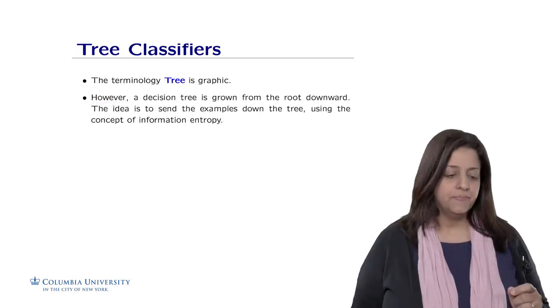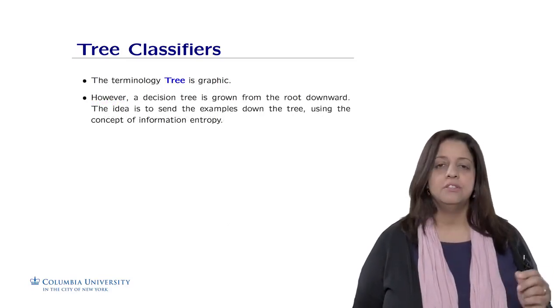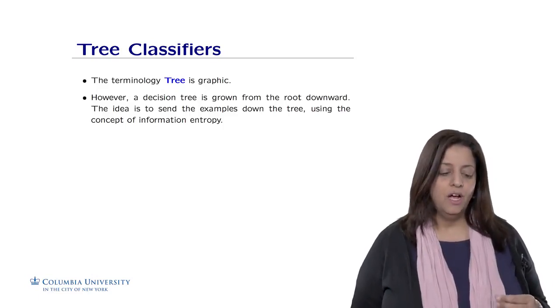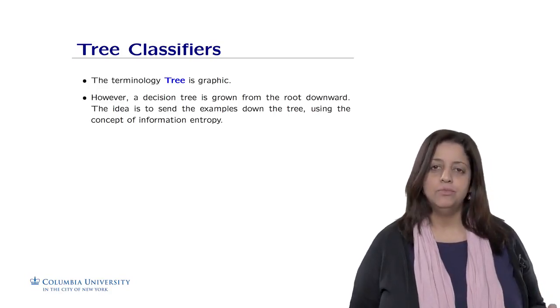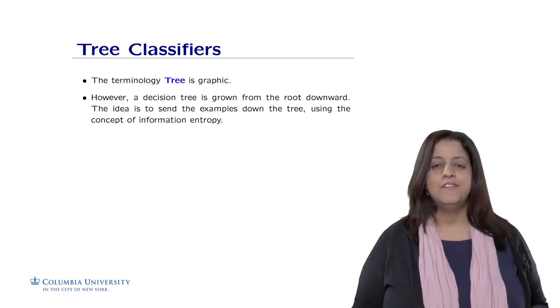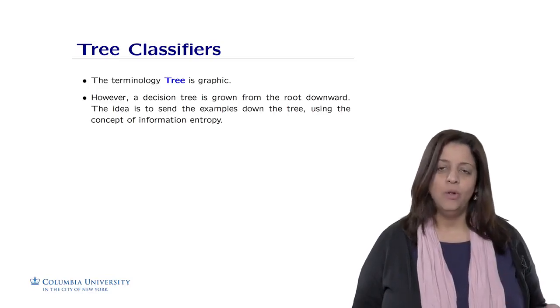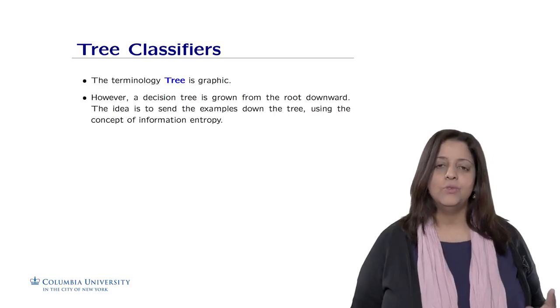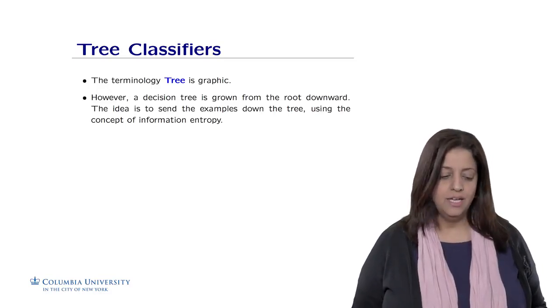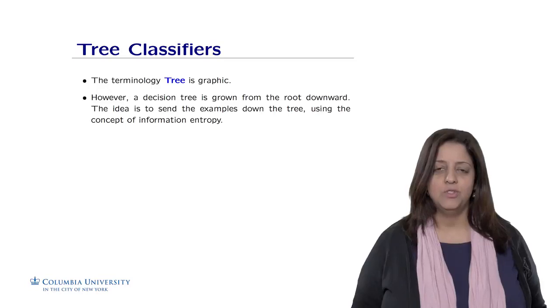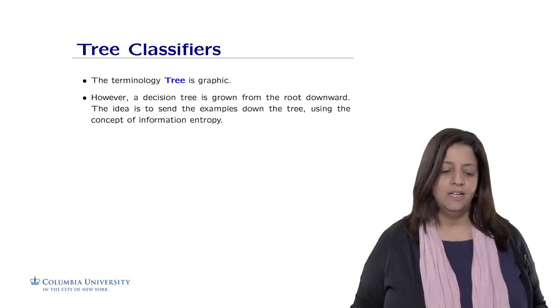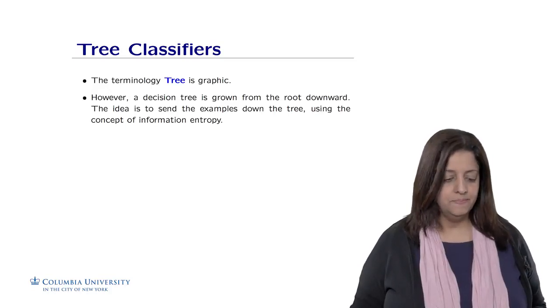So how does it work? Let me first point out that the terminology tree is purely graphic. So when we build tree classifiers, what we are building is a kind of decision tree that is grown from the root downward, in the sense that, first of all, we start with the root in which we have all our examples to classify, as we build the model. And then we're going to send these examples down the tree using the concept of information entropy that allows us to build a classifier that makes a good decision model for the data.